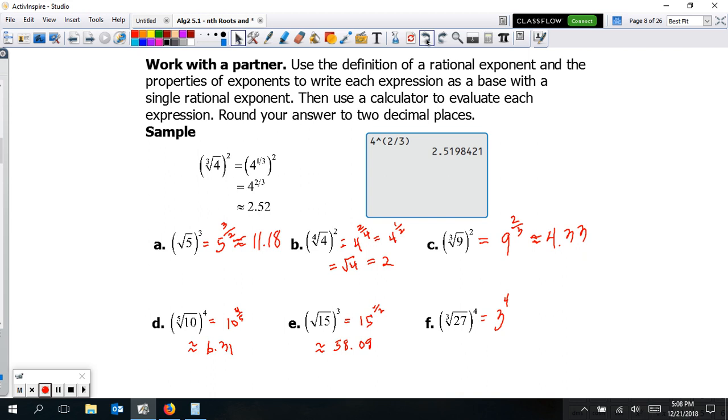Now this one I'm noticing I could figure out this right here, the cube root of 27 we can do in our head. We don't need a calculator for this one. So the cube root of 27, that's going to be 3, so this is just 3 to the 4th power, and we could figure out that as well without a calculator. That's just 81.